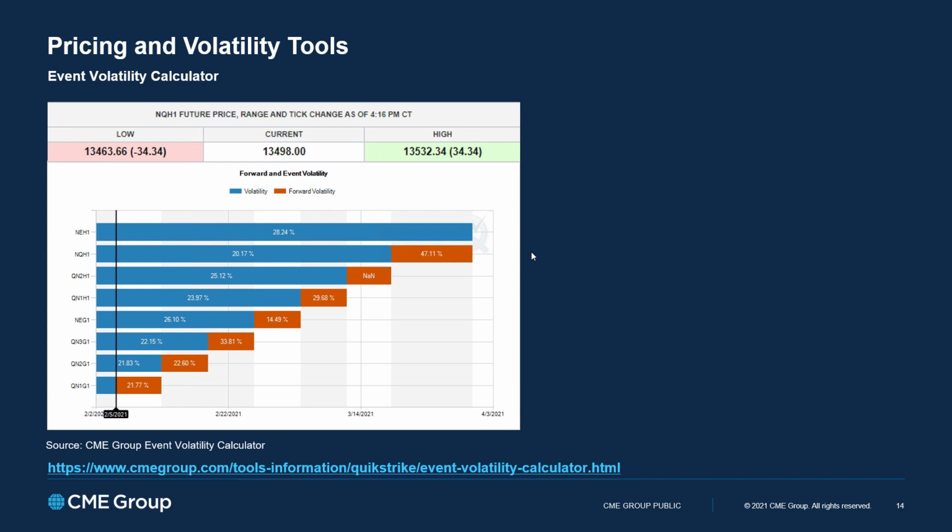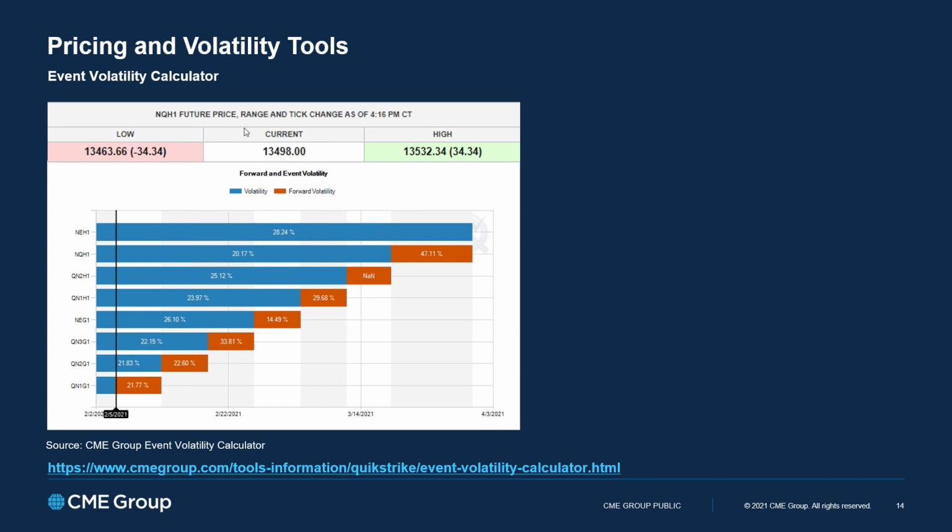So this tool I think is kind of slick. It uses the concept we just went over, term structure, to try to isolate the impact that an economic, global, or socioeconomic event might have on the futures price of a given product. In this case, you can see up here the NQ, the E-mini NASDAQ. So we're looking at the March of 21 E-mini NASDAQ futures price.